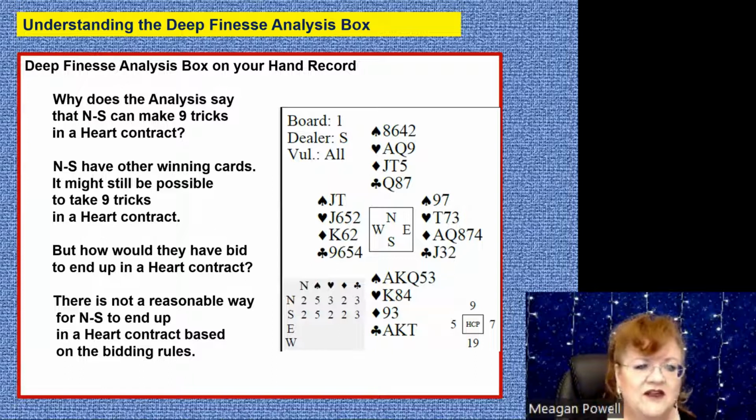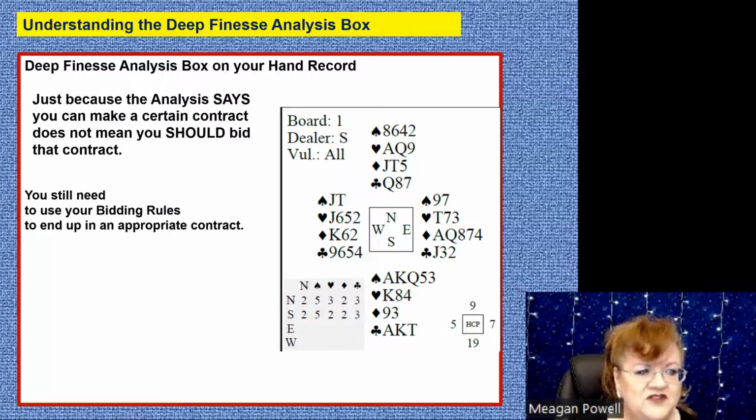So even though the analysis says you can take 9 tricks here or 8 tricks there, that's great. But how would you have even ended up bidding hearts? If South correctly opens one spade, North is going to look at his hand and say, I have spades to go with you. Would never even go toward the heart suit. So there's no reasonable way that North-South end up in a heart contract based on the bidding rules, right?